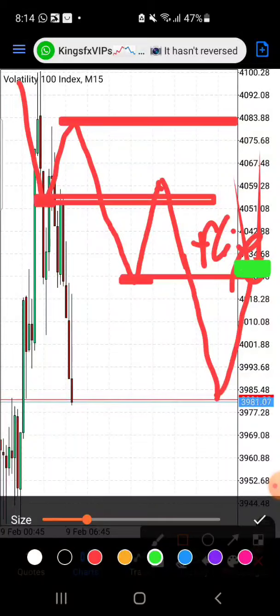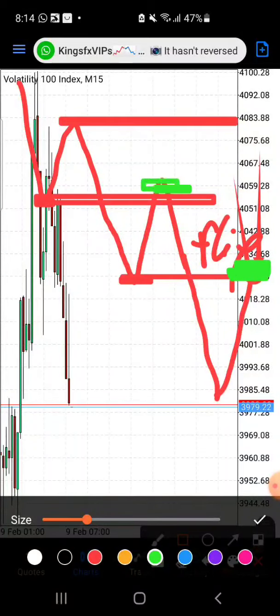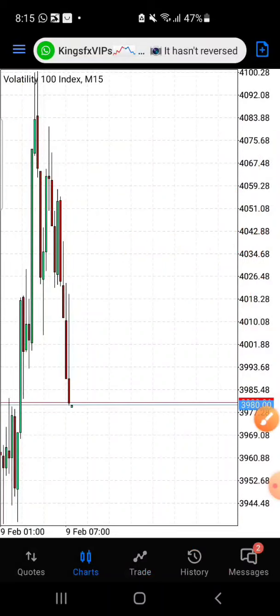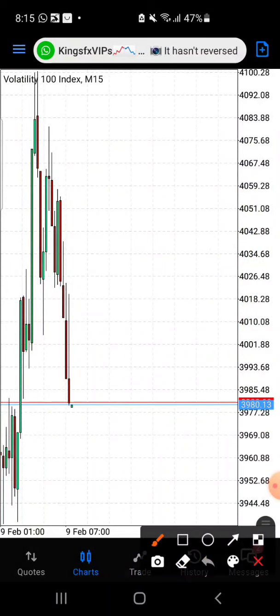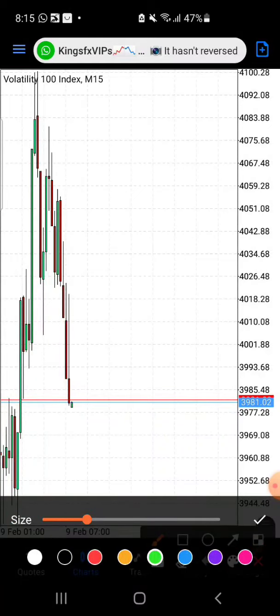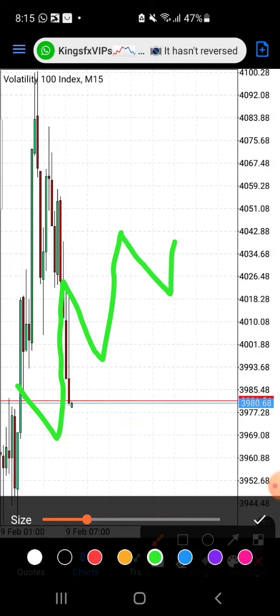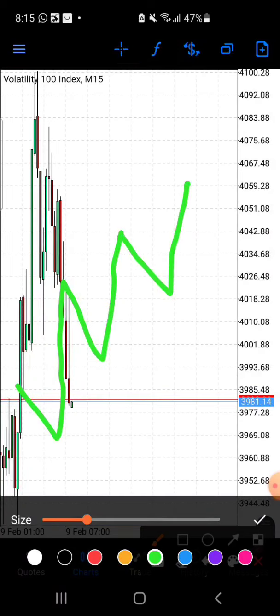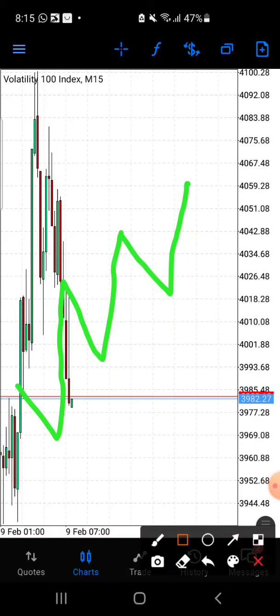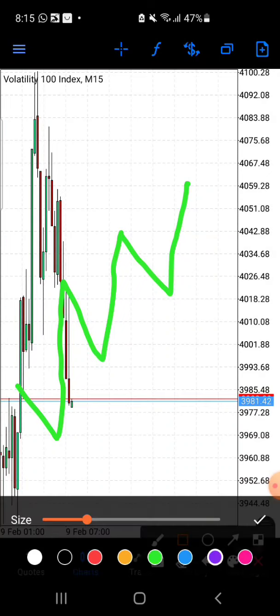Here is what we are going to be looking for: entries. We are going to be looking for entries here also. We are going to be selling here, and here. So the reverse is the case. If it's an uptrend, the price might be pushing up, creating a higher high, higher low, higher high, higher low, higher high. So we have this zone also.